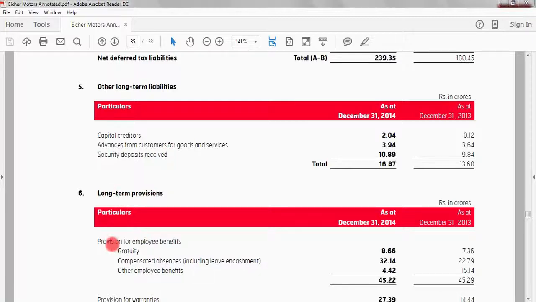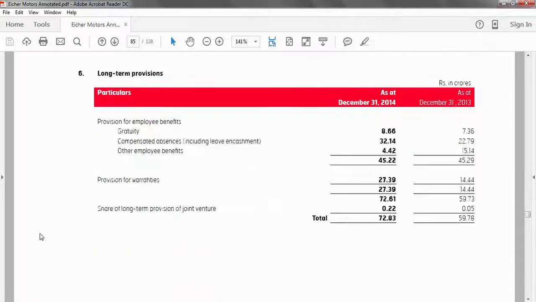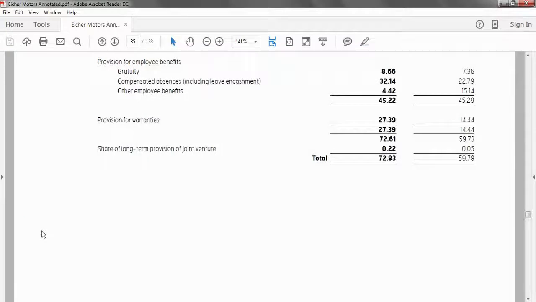Long-term provisions, provision for employee benefits, right? So something like gratuity, something like compensated absences, leave encashment, right? Typically, if an employee is entitled 20 days of leave during the year and the employee does not take that, they can encash those leaves because they've worked for those days, right? So those could be encashed. Other employee benefits could come in. What else is there? There are some provisions for warranties and share of long-term provision of joint venture, etc. Some other long-term provisions, not very important for us at this point of time.